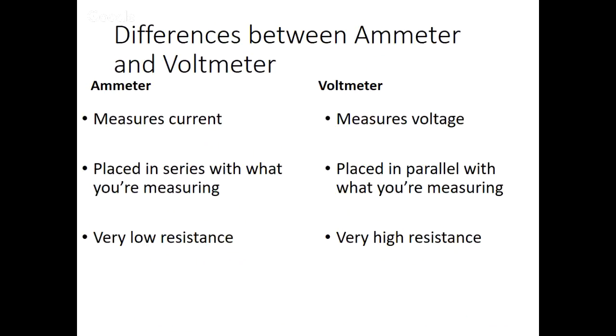A voltmeter, meanwhile, you need to place in parallel because resistors in parallel experience the same voltage drop, and I'd like my meter to experience the same voltage drop as the resistor that I'm measuring. It has very high resistance because of that, because I want to draw as little current away from the original circuit as I can. I don't want to severely change the circuit just by putting my voltmeter in place. But a lot of times you can measure both of these things with just one single device. Swanky.